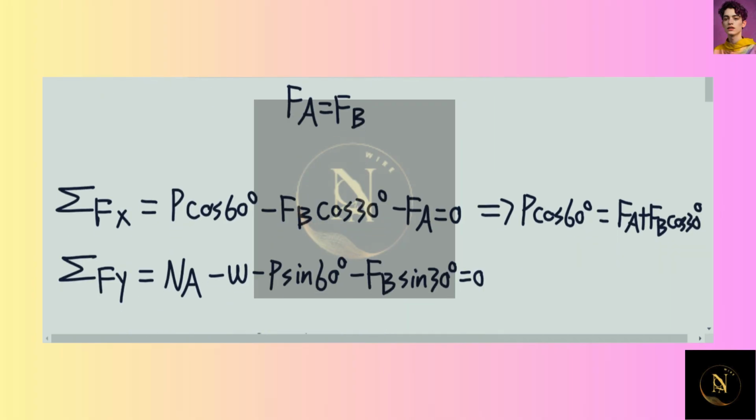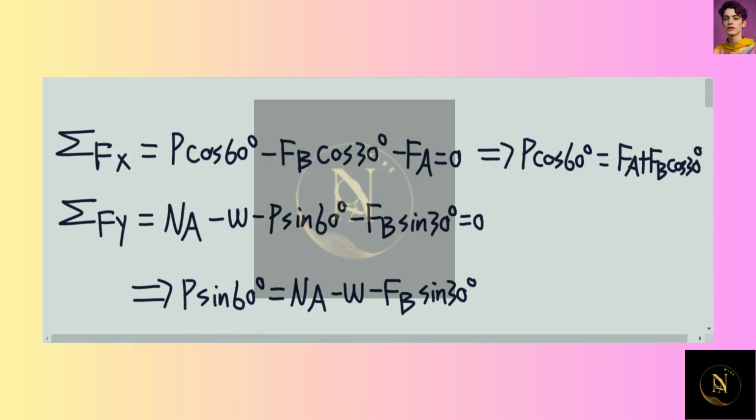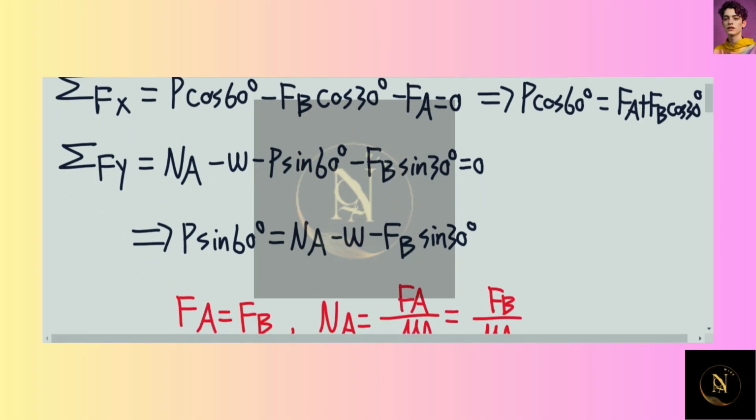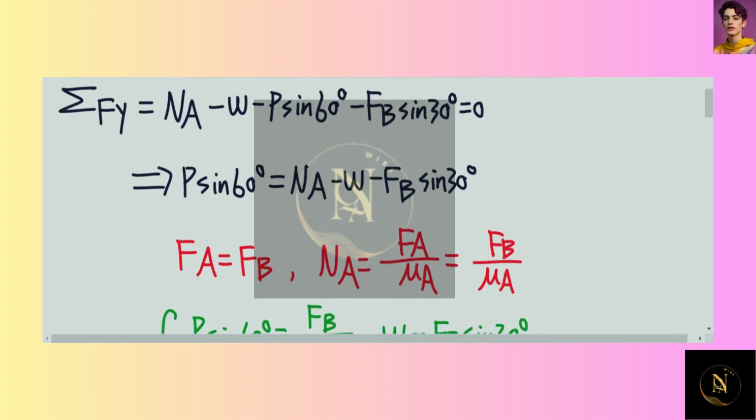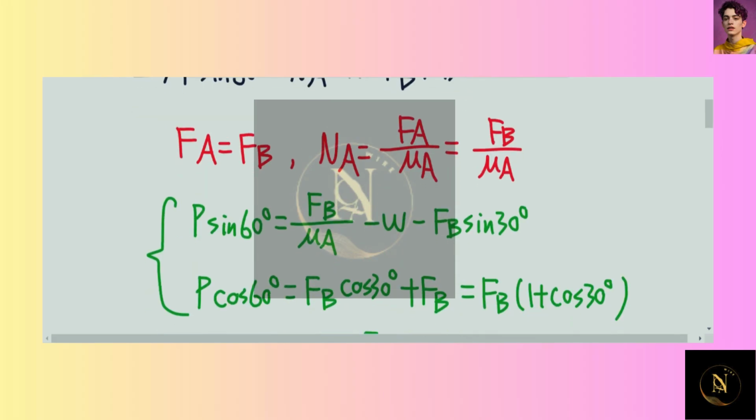And then the net force along the y direction can be expressed as follows: NA minus W minus P sine 60 degree minus FB sine 30 degree is equal to 0. This will give us P sine 60 degree is equal to NA minus W minus FB sine 30 degree. Now remember, Fa is equal to Fb, which means that Na is equal to Fa over mu A, which is equal to Fb over mu A. And this will give us these two equations here.